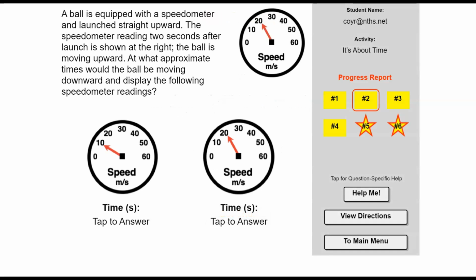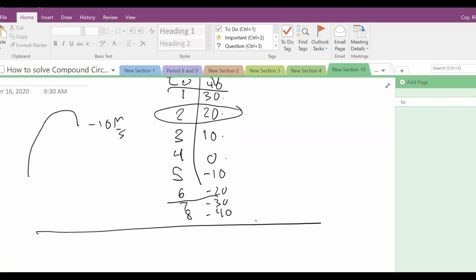Okay, here we go. You've got a ball launched straight upward, the speedometer reading 2 seconds after the launch is shown to the right, and it's still moving upward. So 2 seconds later, it's at 20. At what time will the ball be moving downward and display the following speedometer readings? All right, I need to get my notes again, if I can find them. Bear with me. All right, so here's our last one.